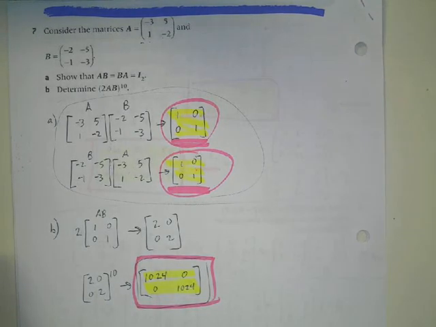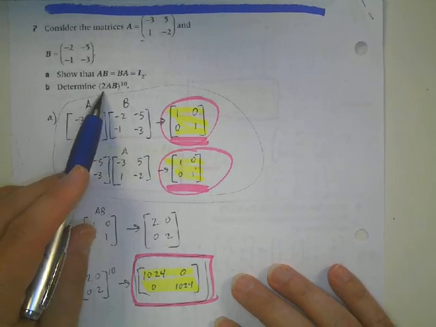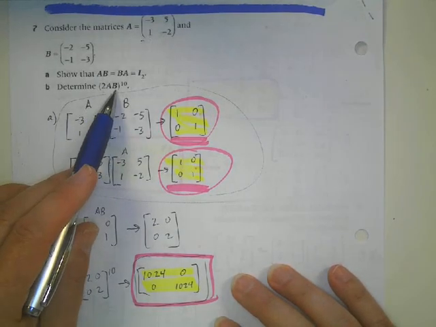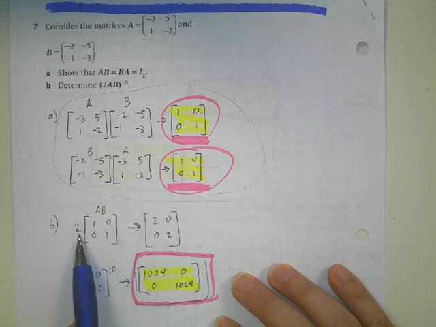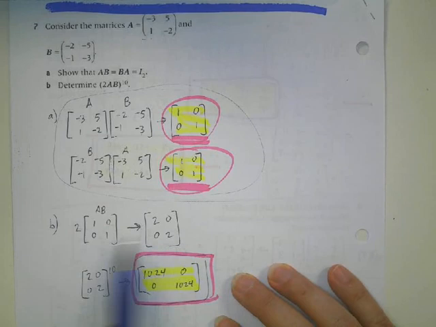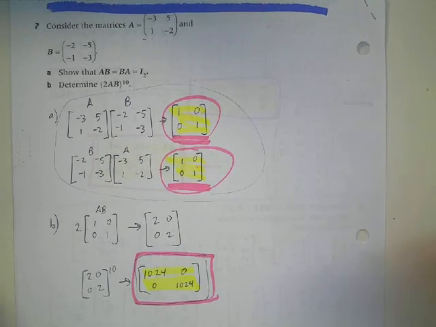Okay, but before we do that, let's do question 7b. So 2 times AB. So we know that AB is going to give me 1, 0, 0, 1, right? Multiply that by 2, we get this. And then this to the 10th power is going to give me this. I'm so excited to look at H9D now.